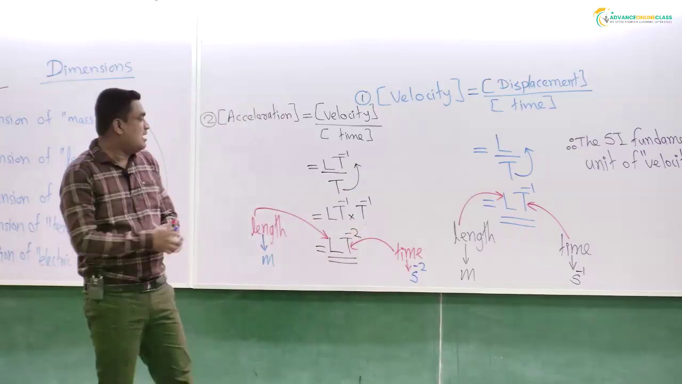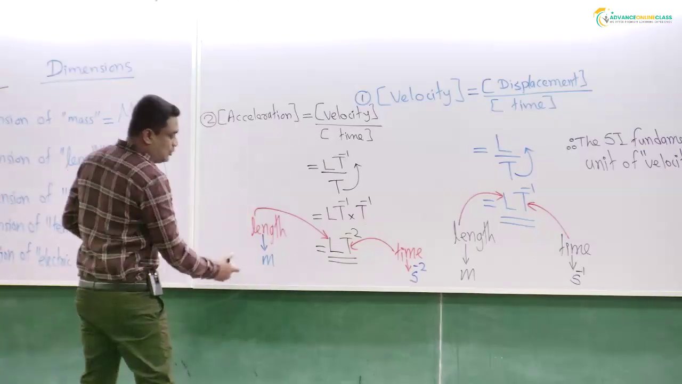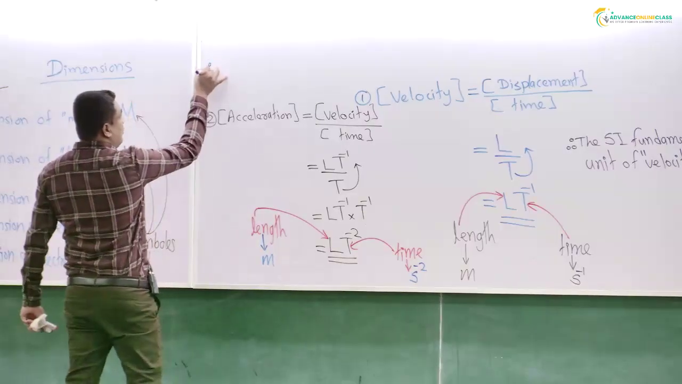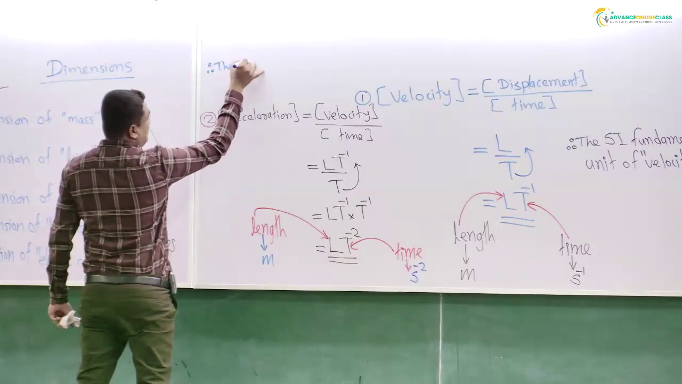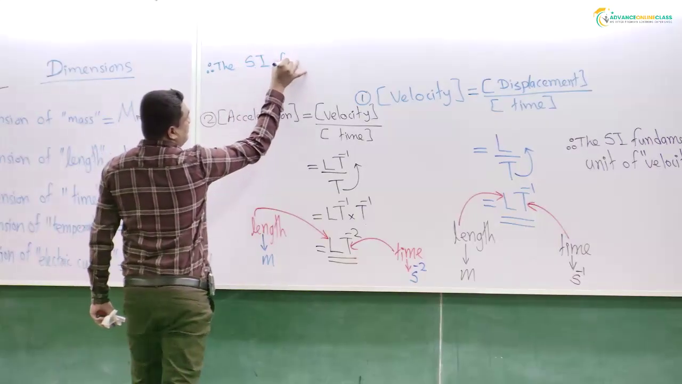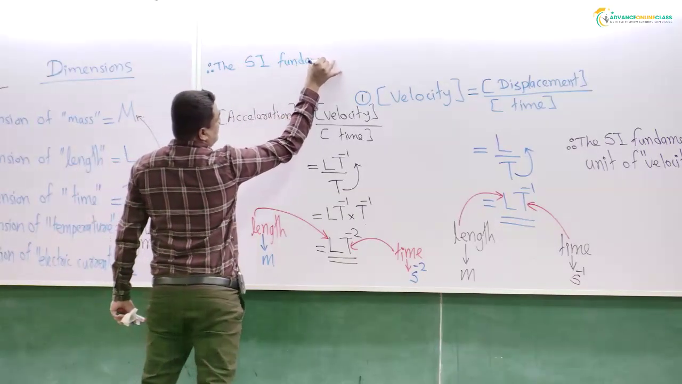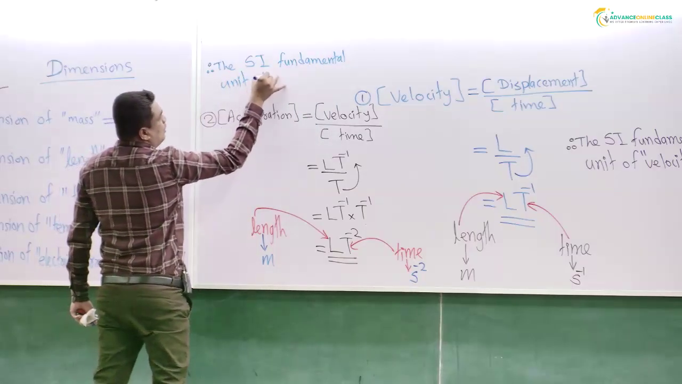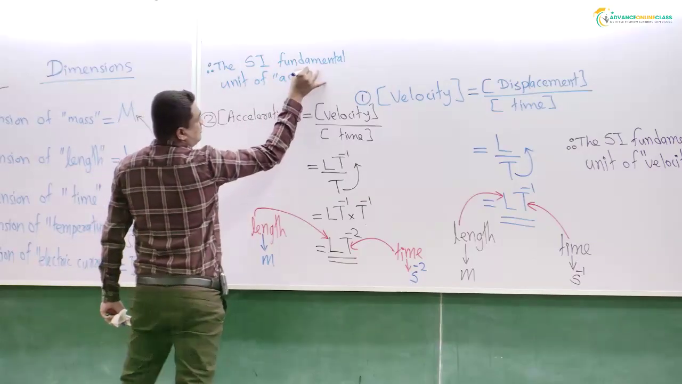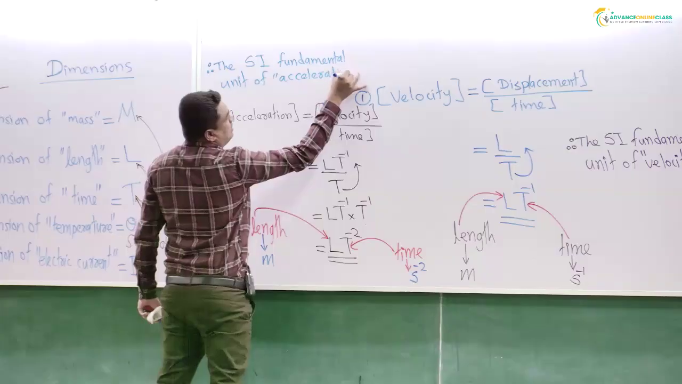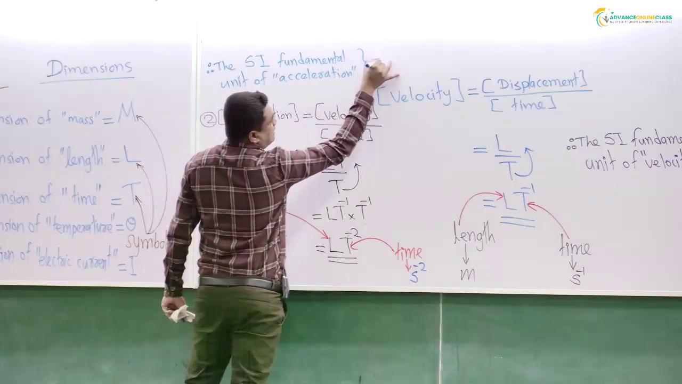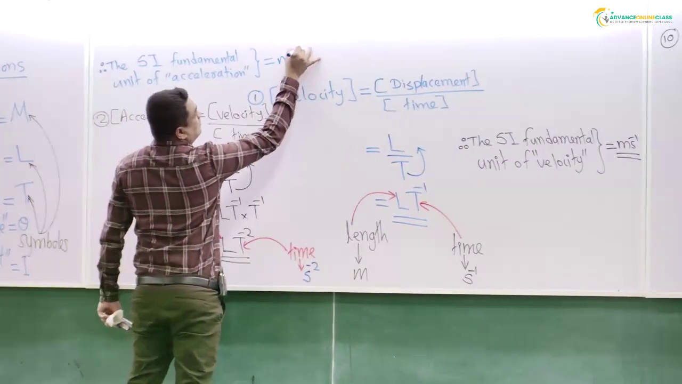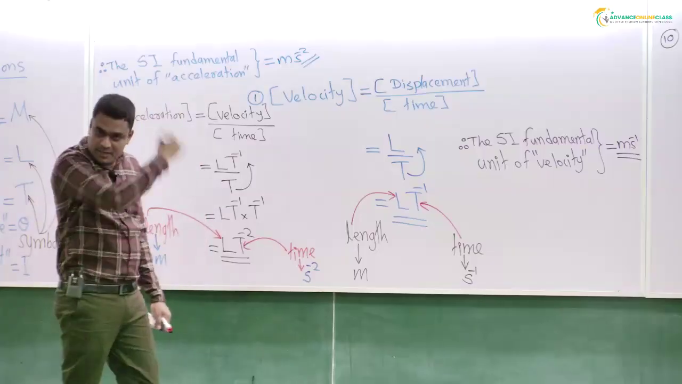Is it clear here? Then I should write here, but as I don't have space, let me write here. Therefore, what is the SI fundamental unit of acceleration? The SI fundamental unit of acceleration is m s to the power minus 2. Got it? Complete. Write them all.